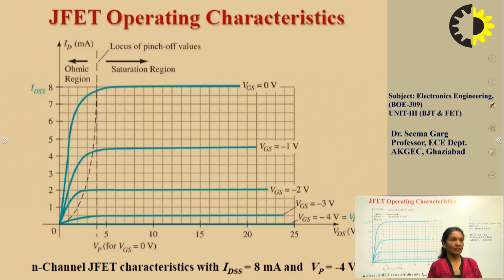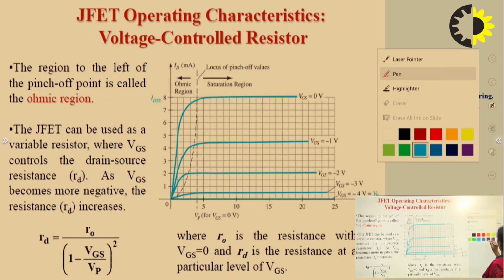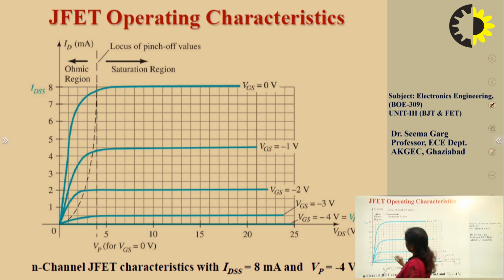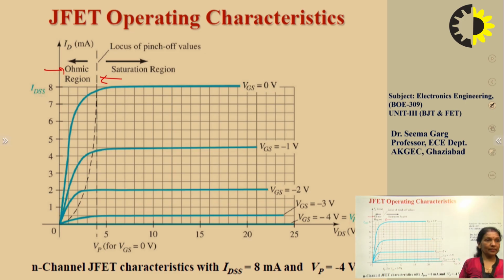So these are the characteristics, which we have already drawn in the previous slide, but here they are neatly shown again. Here it is important to realize that this region is called the ohmic region. That is the region where VDS is less than VP. During that period, this is the ohmic region. What do we mean by ohmic region?